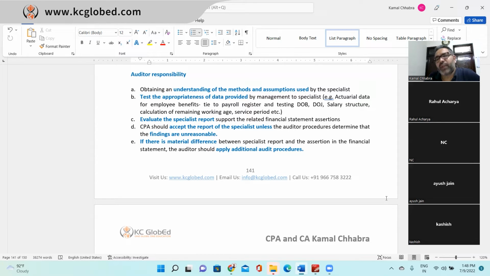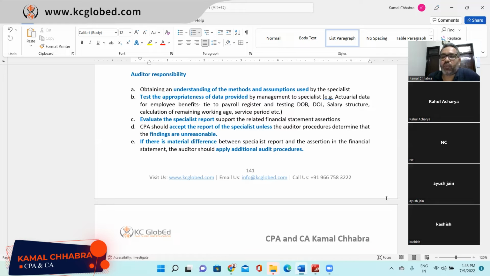Generally, we accept and rely on the specialist unless our other audit procedures say different, unless the audit procedures determine that the findings are unreasonable. So the general principle, the thumb rule, is that we rely on the work of the specialist, but if we find a misstatement, or something different in the corroborative information when we are doing the audit, then we will question the specialist. Then we will discuss with the management. Then we will discuss with the specialist: this is what our observation is.